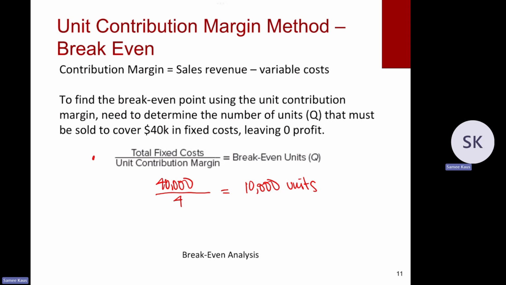So my question is, have we seen this 10,000 before? Well, yeah, of course we have. We're just using a different method, but mathematically everything else is still the same. So regardless, if I use the target profit, the break-even method using my profit equation versus my unit contribution, well, it should always give me the same answer. Okay.